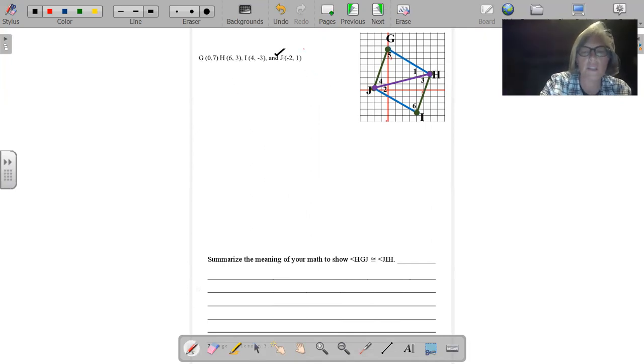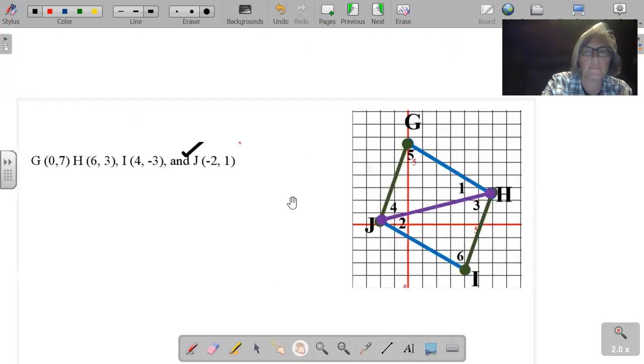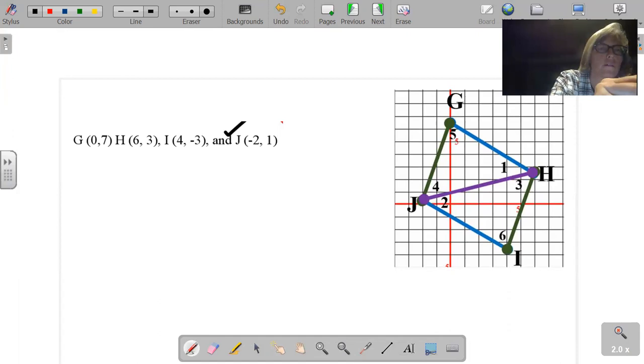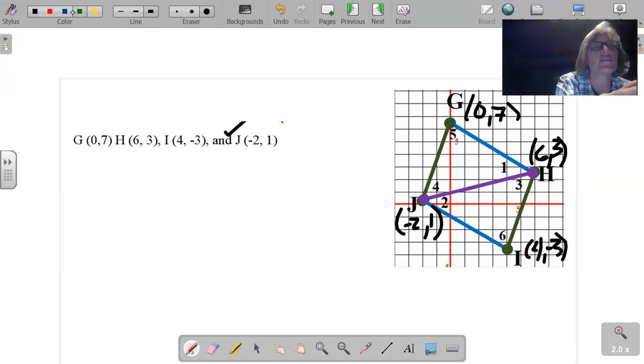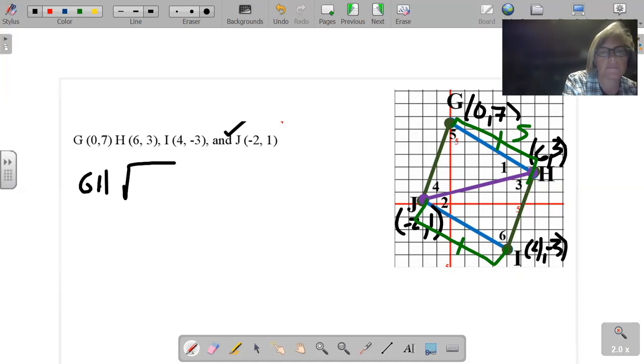All right, step number one, let's get those coordinates back on there. G is 0, 7. H is 6, 3. I is 4, negative 3. And J is negative 2, 1. Okay, we're going to go for side, angle, side. So step number one, I'm going to show that these two sides are equal length using the distance equation. So GH and JI.